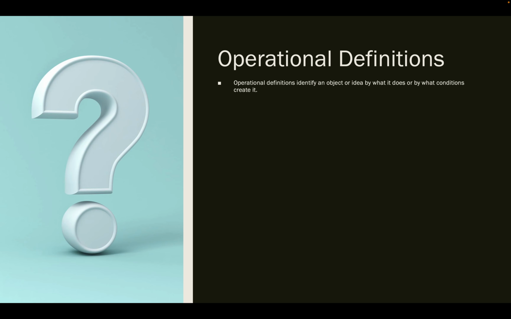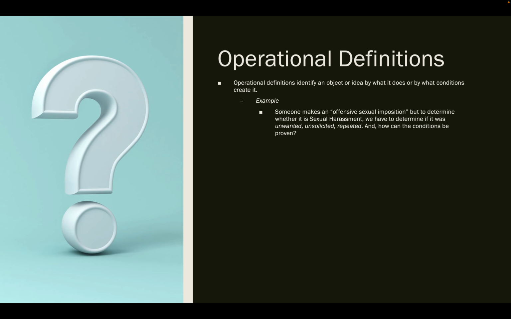Operational definitions identify an object or idea by what it does or by what conditions create it. So an example might be someone makes an offensive sexual imposition, but to determine whether it's sexual harassment, we have to determine if it was, number one, unwanted, number two, unsolicited, number three, repeated, and then how can the conditions be proven. So this is where sexual harassment cases, which are very common today, come in, and lawyers have to take that into account. They have to be able to prove those kinds of things.